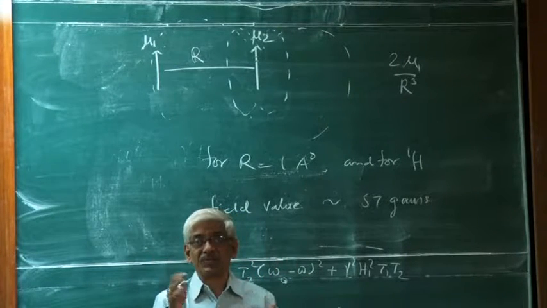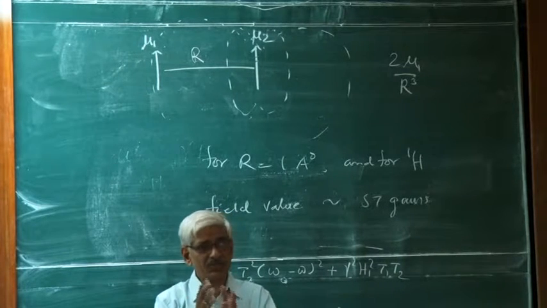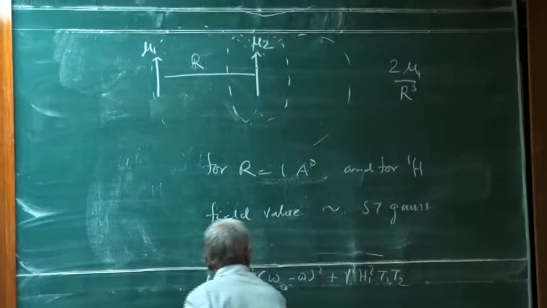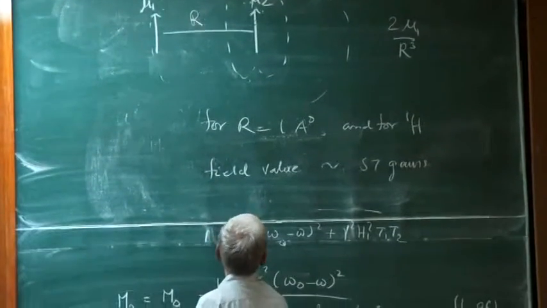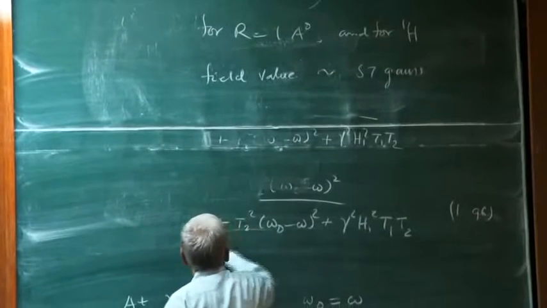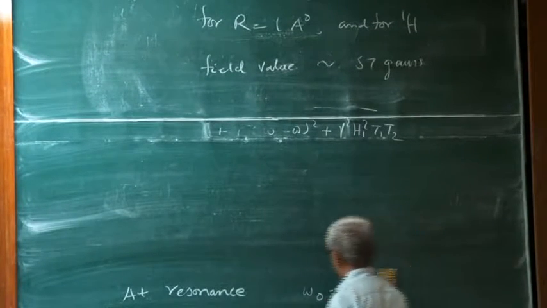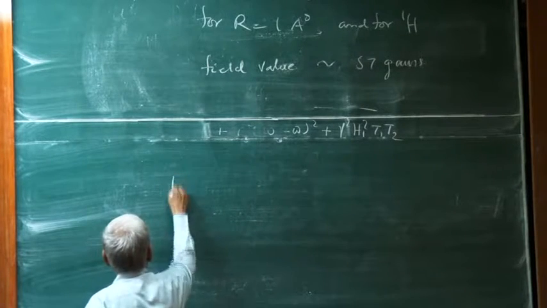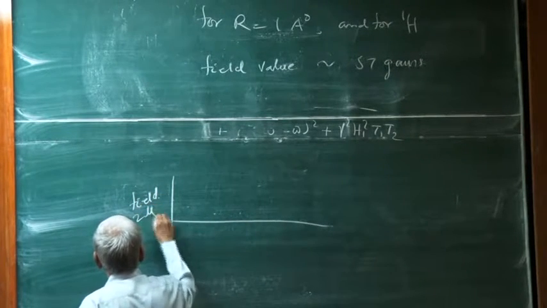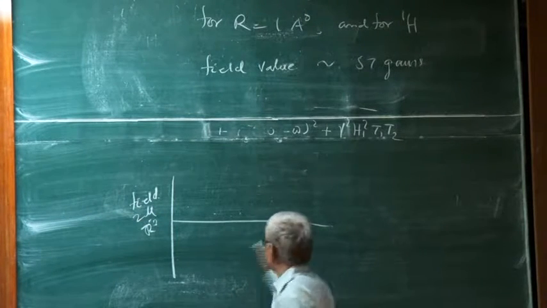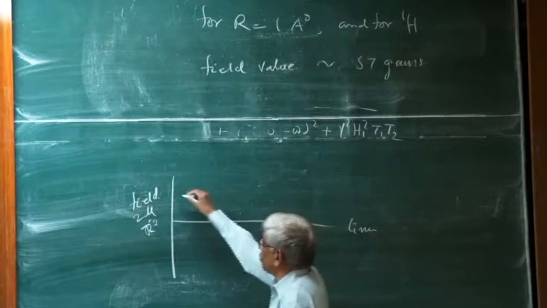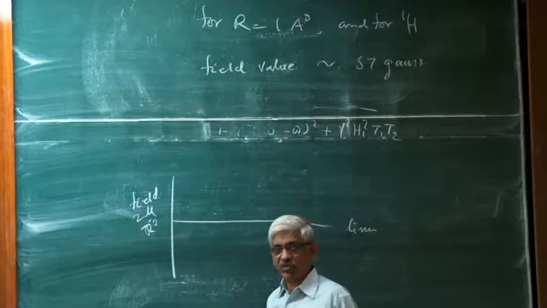What is the frequency of fluctuation? The fluctuation will happen randomly. We can plot this field. The next thing we can do is to plot this fluctuation. So I plot here the amplitude of the field, 2 mu by R cube, as a function of time. Now this is a random motion, therefore the field also will be fluctuating randomly.